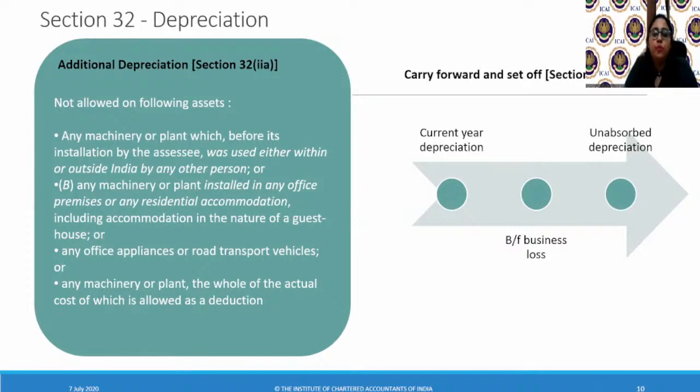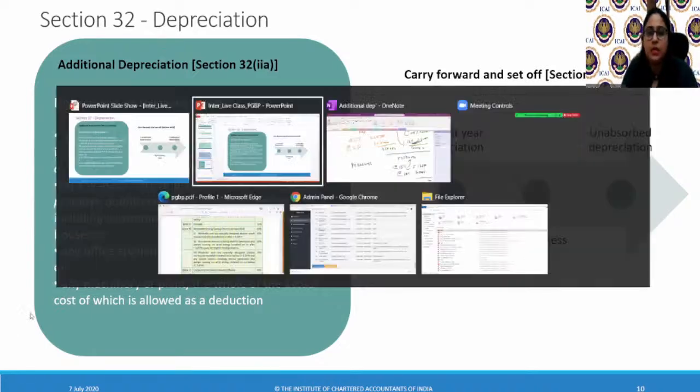Or any machinery or plant, the whole of the actual cost of which is allowed as deductions. Meaning thereby जिस पे 100% depreciation मिल गया और 100% deduction मिल गया उसका cost का, उन पे you will not get additional depreciation. An asset which is 100% depreciable, ma'am, what is that situation? We'll cover up later. Or 100% deductible, उस पे you do not get additional depreciation. Clear? Yes or no? Block concept clear? Now we move ahead to understand.